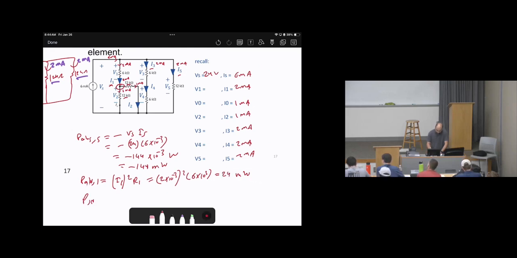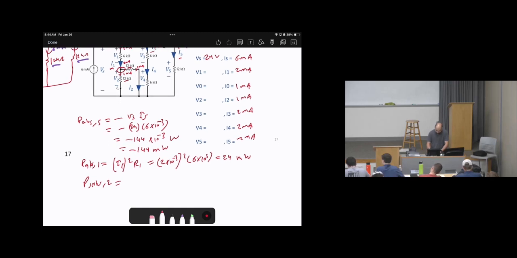Now, P absorbed by element 2, which is I O square times R2. Then it's going to be 1 times 10 power negative 3, squared, times 12 times 10 power 3. So the answer will be 12 milliwatts.